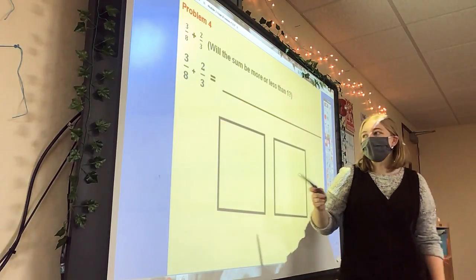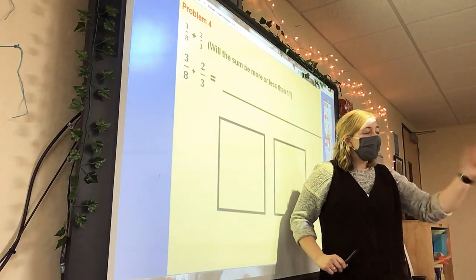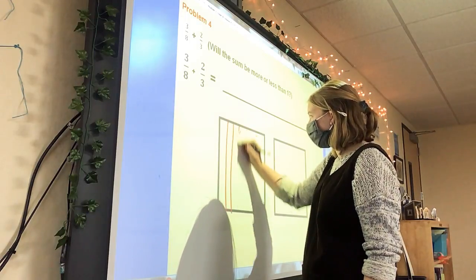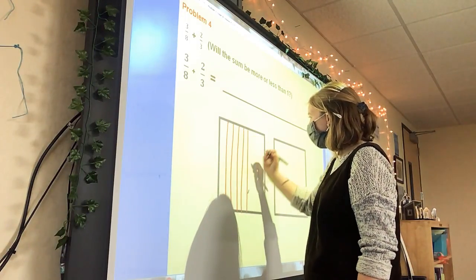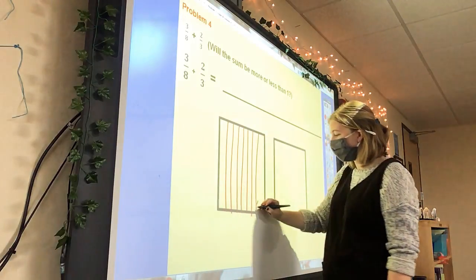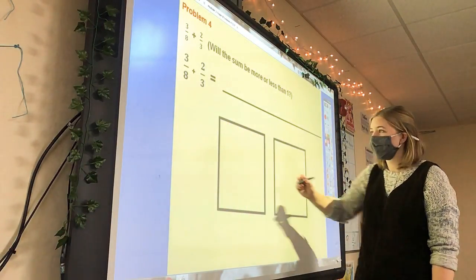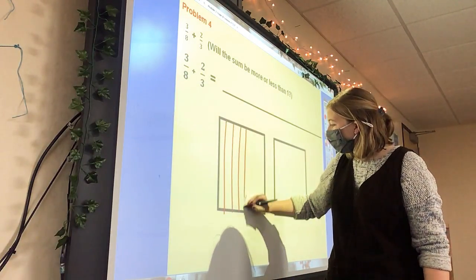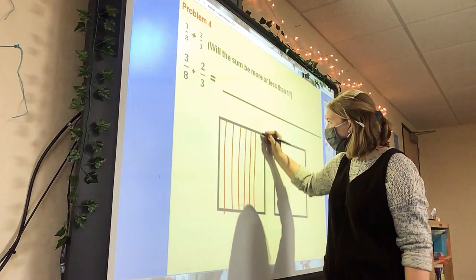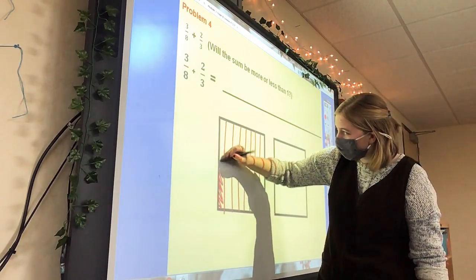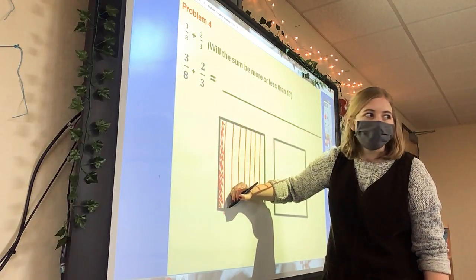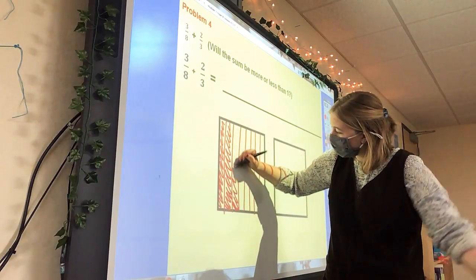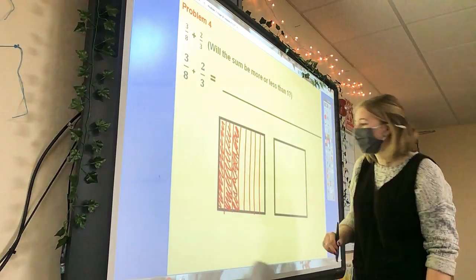Okay. What fraction am I going to show in this first rectangle? Ready? Go. 3/8. Okay, show me 3/8. Ready, go. Phew. That's a lot of lines. Class, how many lines are you going to draw for 8? 7. Not that many. Okay. How many pieces are you going to color in? 3. 3/8.